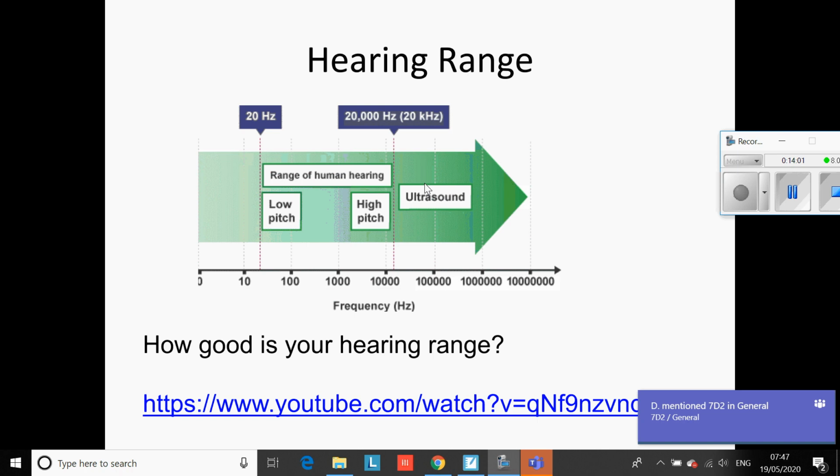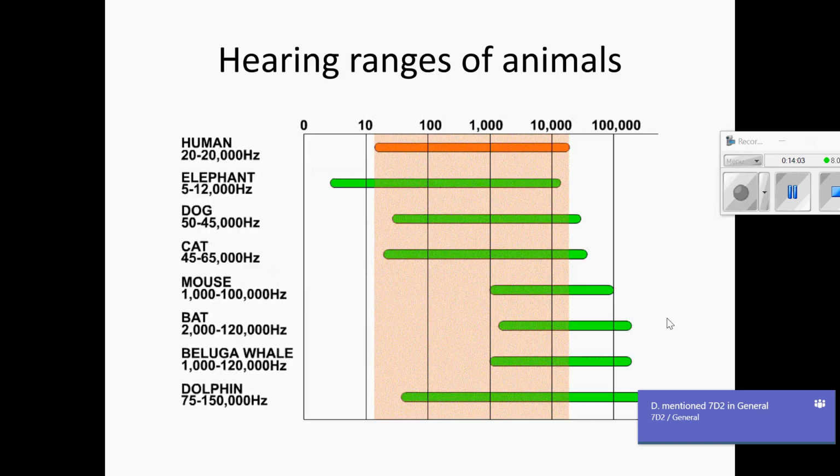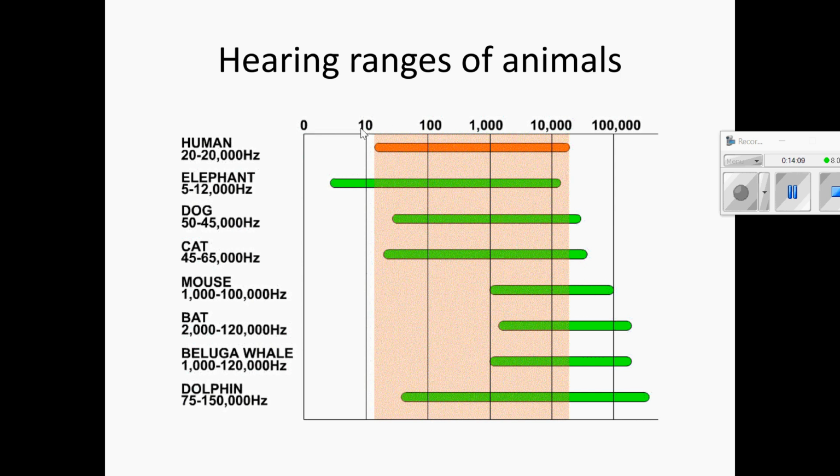But there are many animals that can. So, for example, oh, also I should point out, as you can see, the scale isn't linear because look, there's a gap of 10 there, and there's a gap of 90 there, and a gap of 900 there. So this is a logarithmic scale. This is not a linear scale. I should point that out. But look, there's humans. We can hear from 20 to 20,000.